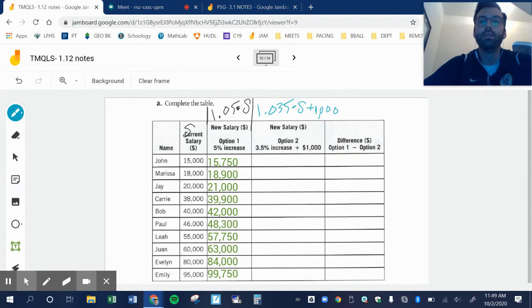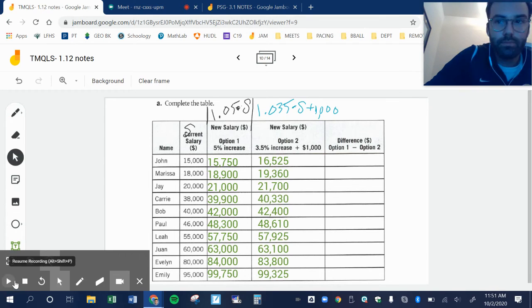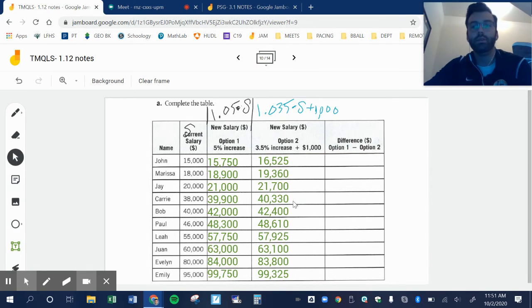All right, so I'm going to plug this into my calculator. 15,123 times 1.035, then plus 1,000. And I got 16,525. I'm going to pause it again here, fill these out, and we'll compare. So here we go. Here are our new numbers there. Take a second there. You can pause it for now.